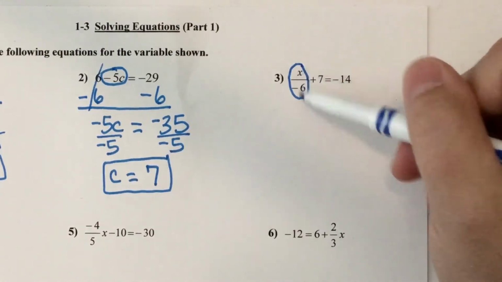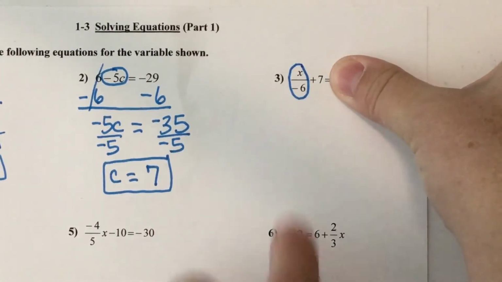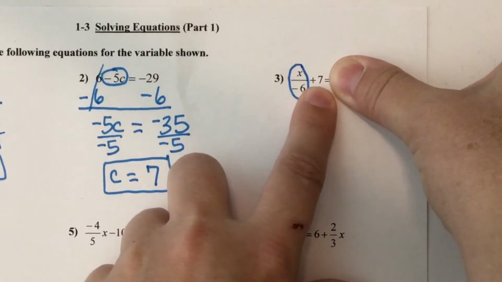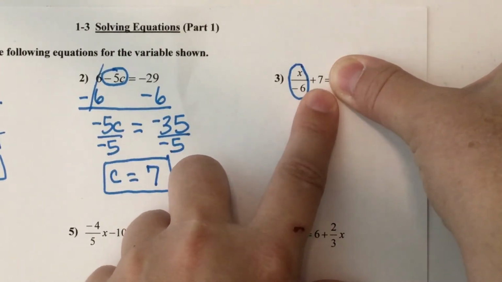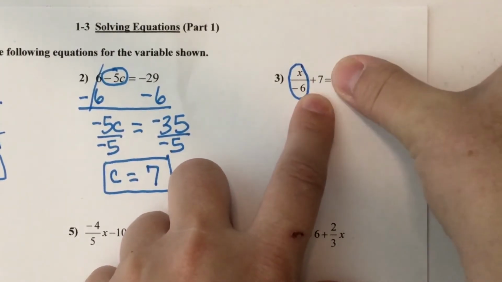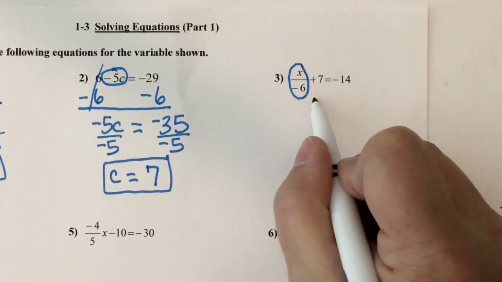So our goal is to save this piece for last. So look on the side of the equals where your variable is, and you need to remove what's next to it. So to zero this out, to make it not there, I'm going to get rid of addition of 7 by subtracting 7.